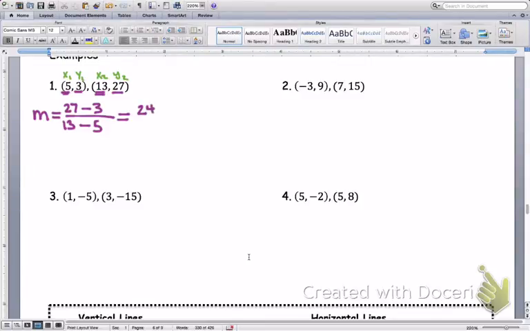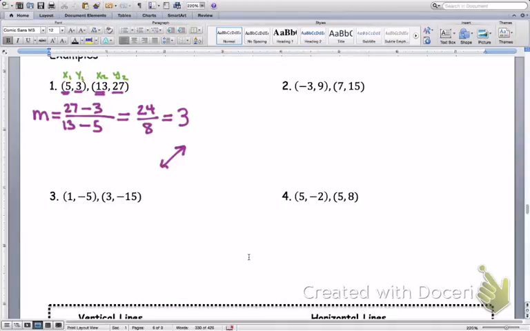That's 24 divided by 8. Can I reduce this or can I divide this nicely? So in this case, 8 does go into 24, so my final answer would be just 3. So this line has a positive slope, which means this line is going in the upward direction.